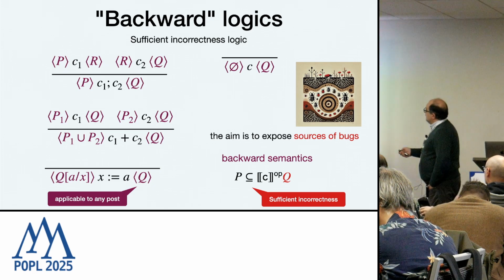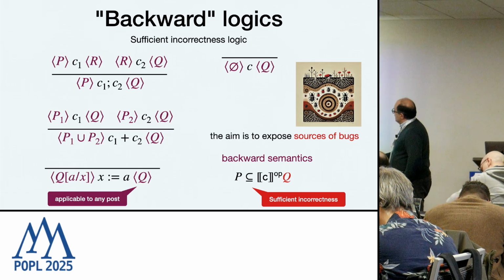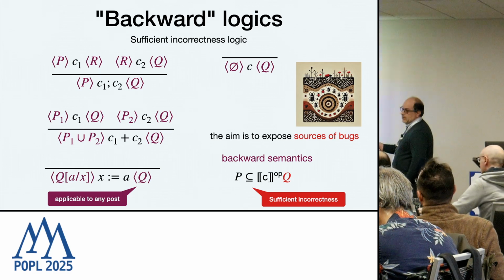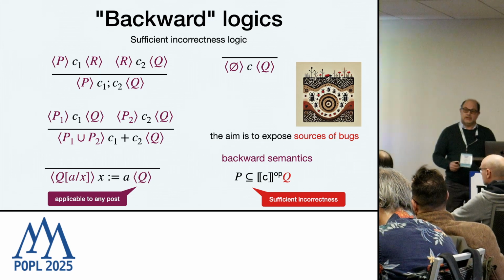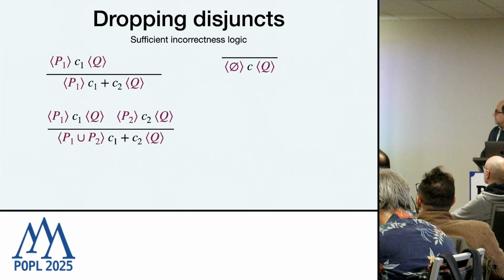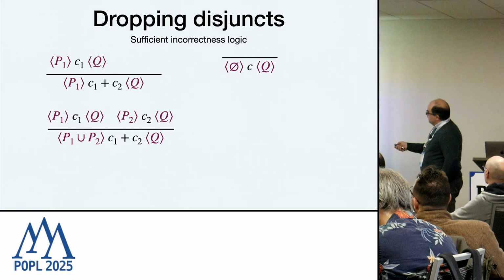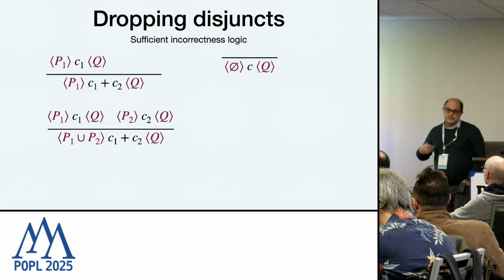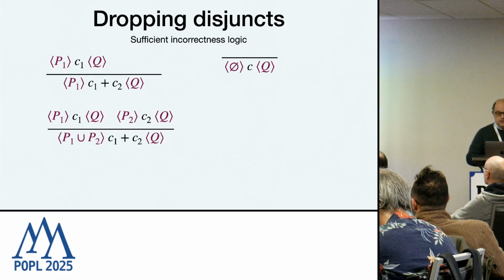And dually, now we can have false as a valid precondition for any command and any postcondition. And the dropping of disjuncts happens by moving backward. So we may decide which source to track when we have many variables.